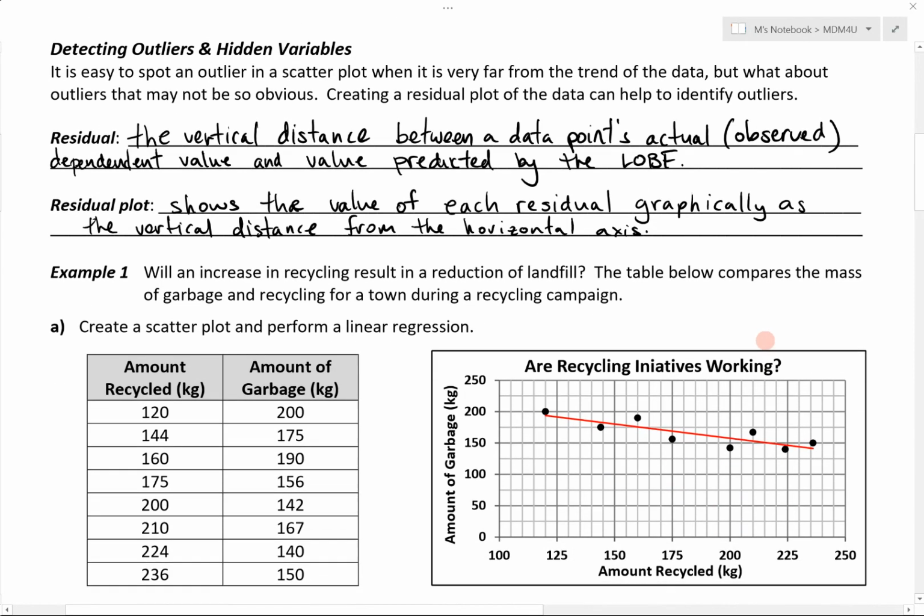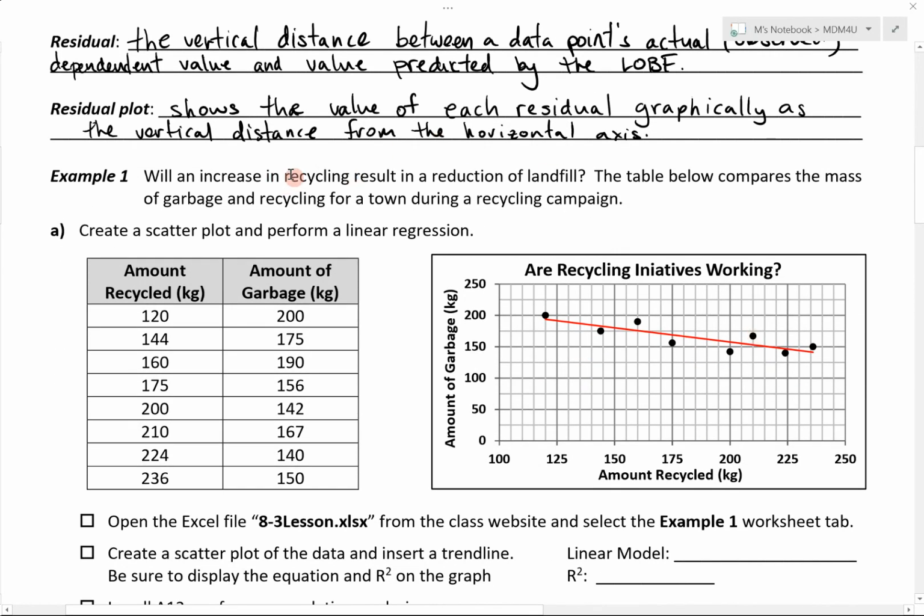Okay, so it's time for an example. Will an increase in recycling result in a reduction of landfill? The table below compares the mass of garbage and recycling for a town during a recycling campaign. So here I have a graph. Are our recycling initiatives working? On the y-axis I have the amount of garbage in kilograms, and on the x-axis the amount recycled in kilograms. So here is our scatter plot with a line of best fit.